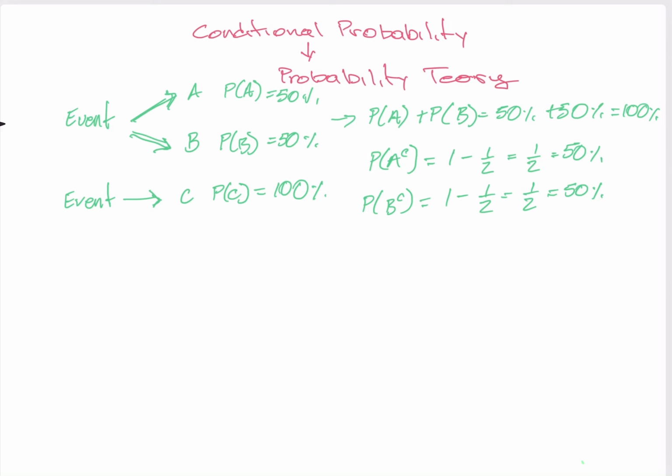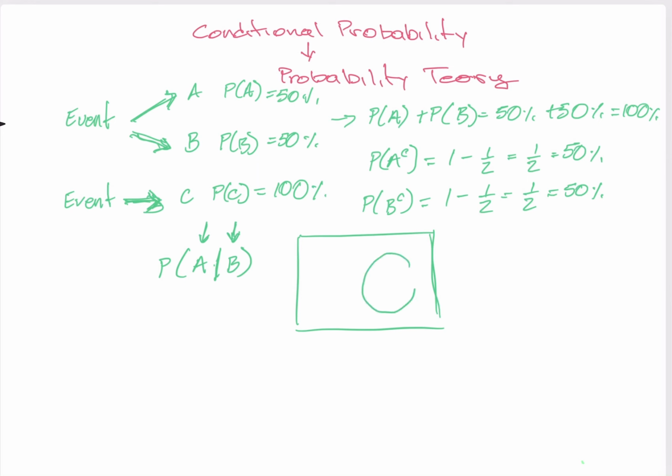But what happens when we have a conditional probability? Conditional probability means: what's the probability that A happens when B has happened? In other words, B has to happen first to see what the probability is that A will happen. If we do this Venn diagram, it says the probability of A given B.